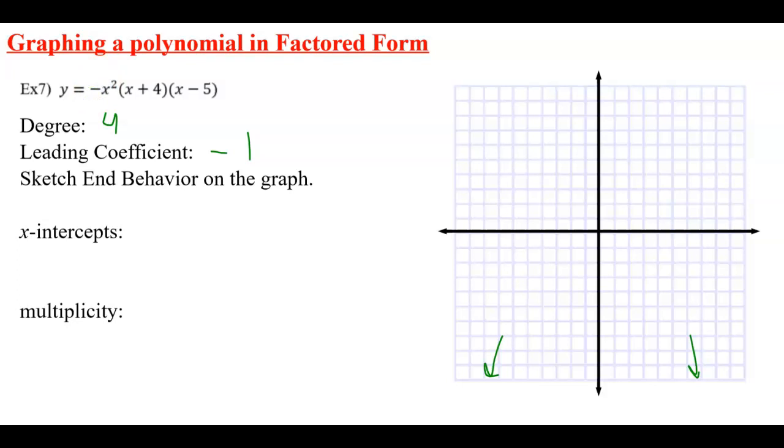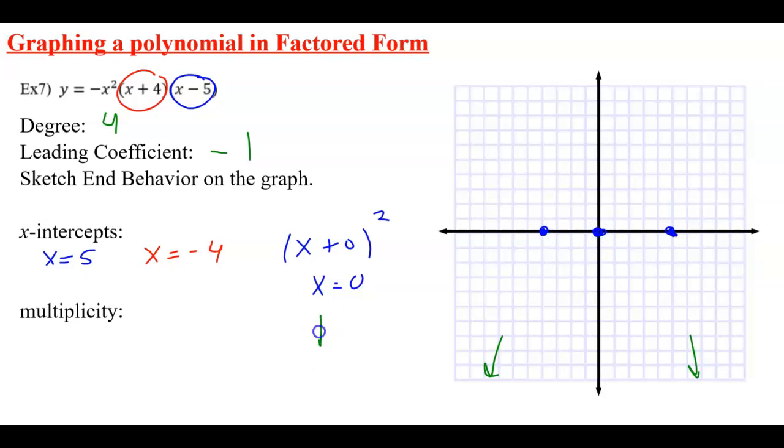Now the x-intercepts, remember the way that we find our x-intercepts is we just set each factor equal to 0. So if I set this factor equal to 0, I'd get x equals 5. If I set this factor equal to 0, I get x equals -4. And x squared is basically x plus 0 squared, right? But I could still set that equal to 0. Remember, I get 0. Okay, so I do have 3 different x-intercepts: 5, -4, and 0. And this one here has a multiplicity of 2, right? Because that x was squared.